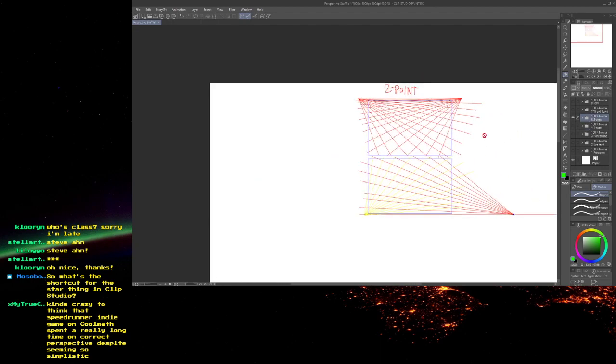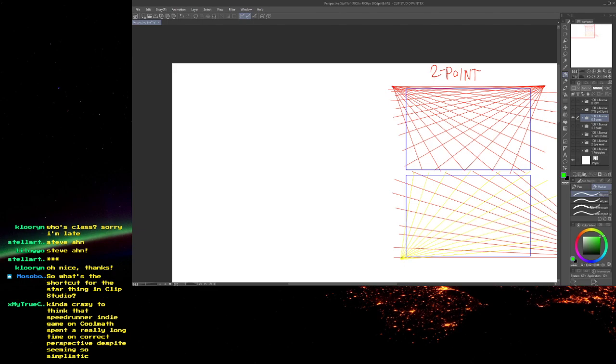So here's 2 point perspective. Give me 1 second here. I got to open something.